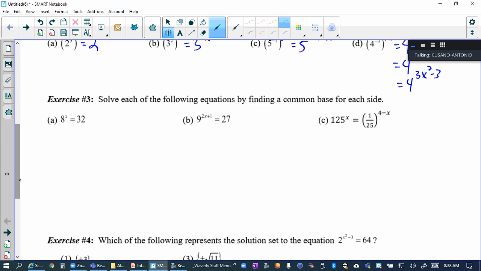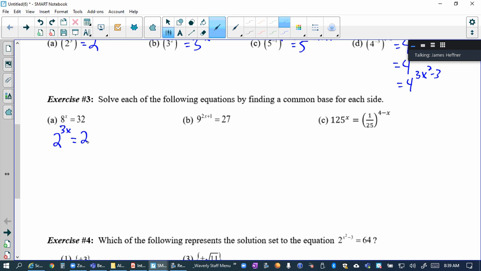The common base would be 4. Okay, 4 times 4 is 16, times another 4 is 64. It doesn't hit 32. Oh, no. So maybe there's a different common base. 2, right? So 8 to the x would actually be 2 to the what? 2 to the third x, 3x, right? And then 32 would be 2 to the what power? Go ahead, use your fingers. 2 to the 5th, right?